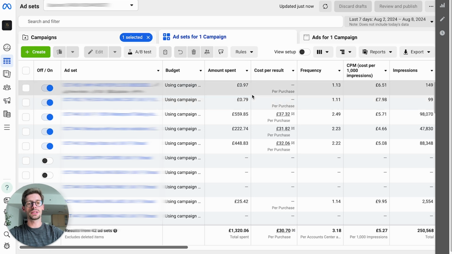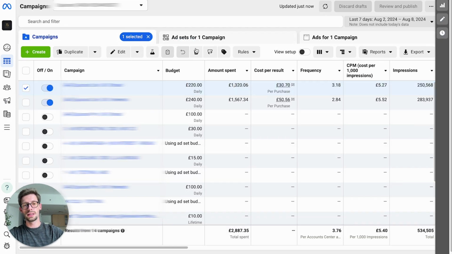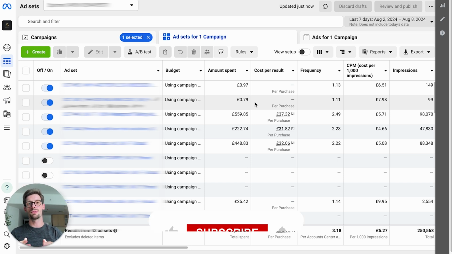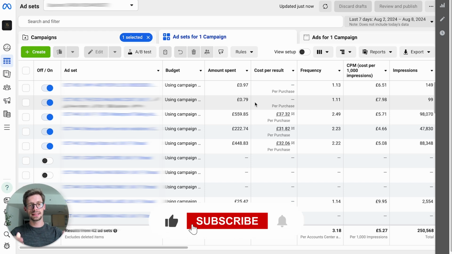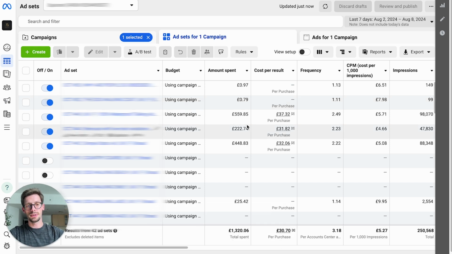But if it spends, for example, 10-15 pounds in a CBO, so CBO means that the algorithm decides what ad set to spend to and not you. And then let's say it spends like 15 pounds and then doesn't spend any more, then it means, well, it tested it, already knows it won't be as scalable as these ads. But what we want to do is focus on scalable ads like these ads.